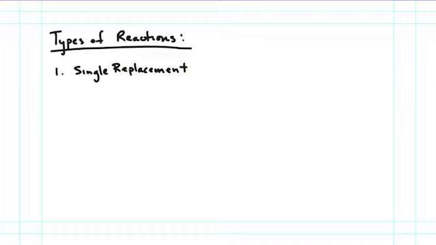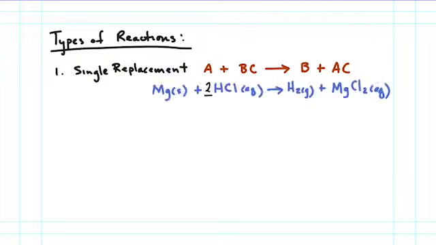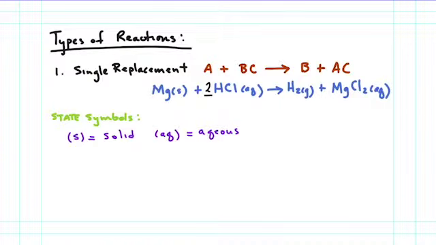All right, there's a single replacement reaction, and here's an example of what that looks like. A plus BC yields B plus AC. So we can see there that B and A swapped places. A real-life example of this: magnesium plus HCl yields hydrogen gas plus magnesium chloride. Now understand something, I have applied some state symbols here. Those things that are in parentheses, you're like, what in the world are those? So if you see an S, that means solid. So we're talking about magnesium metal there.